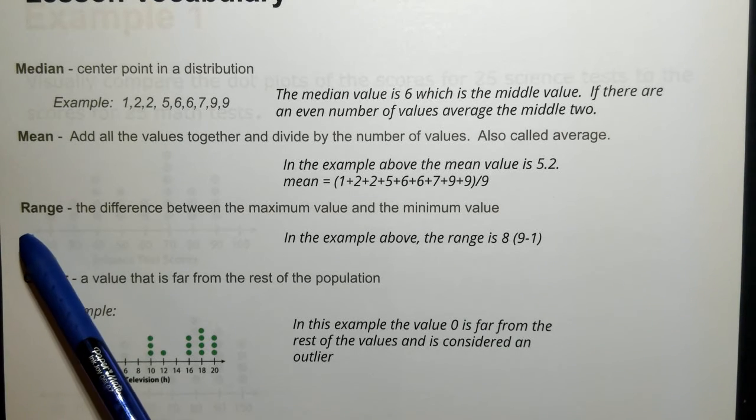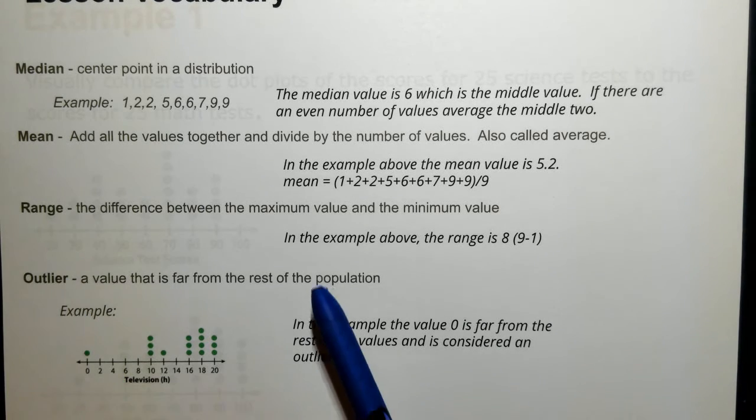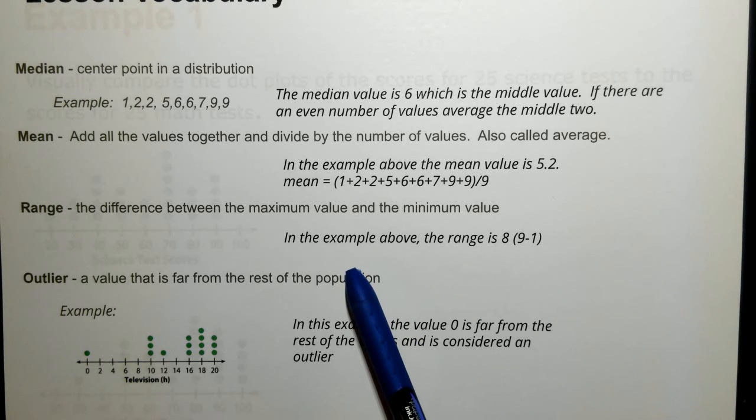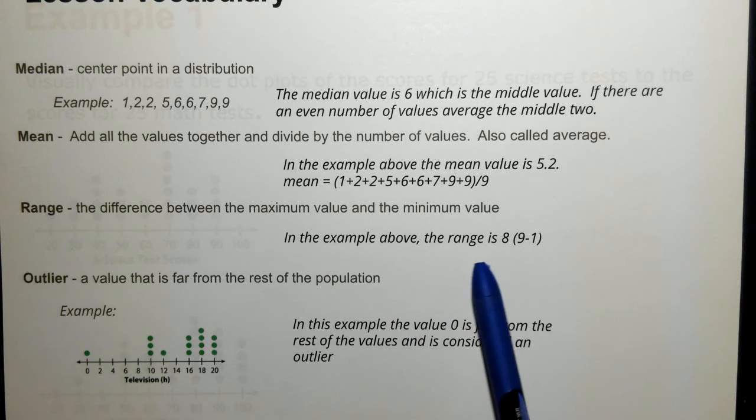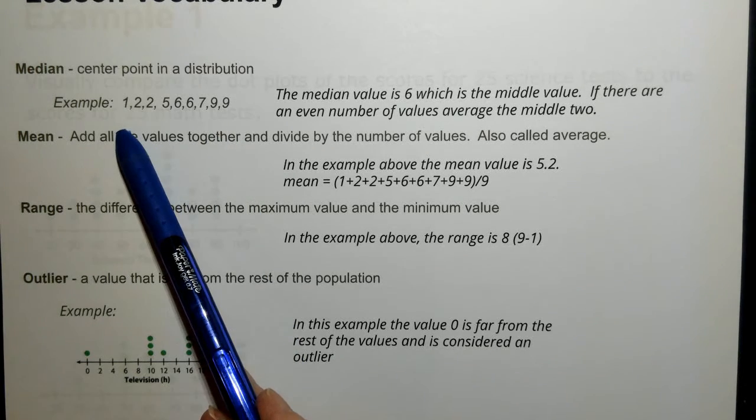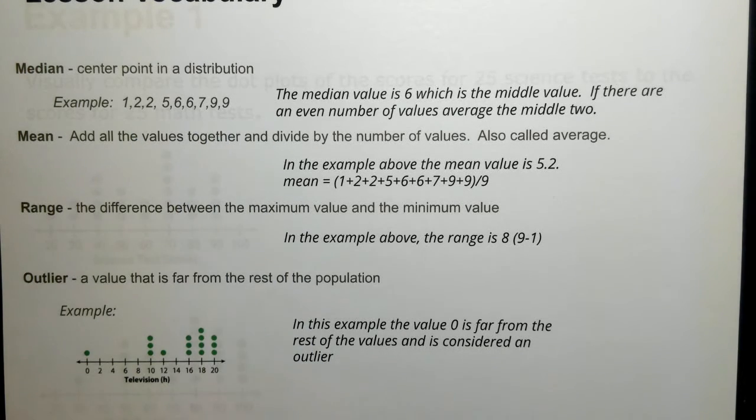The next term is range, the difference between the maximum value and the minimum value. I think this is something familiar. All you need to do is take the highest number and the lowest number. And the highest number in this case was 9. The lowest number was 1. The difference between those is 8. So the range, or the spread, is 8 in this particular example.